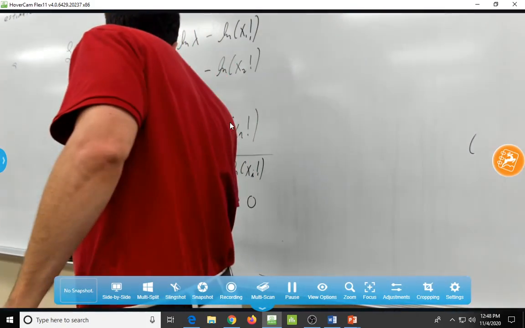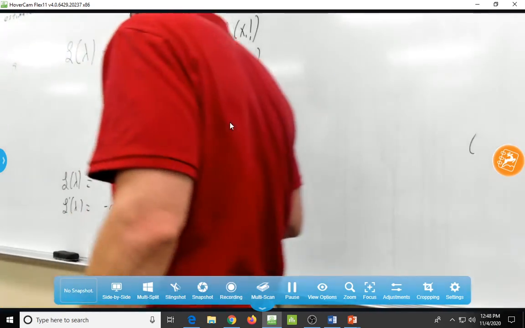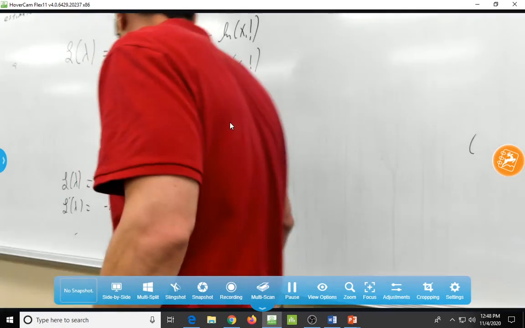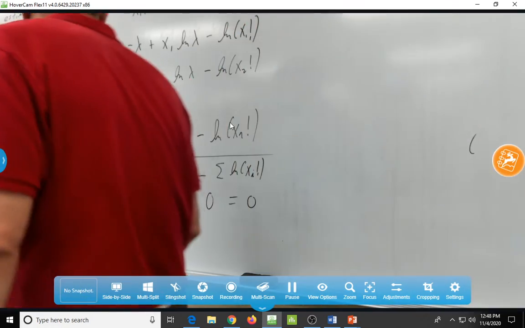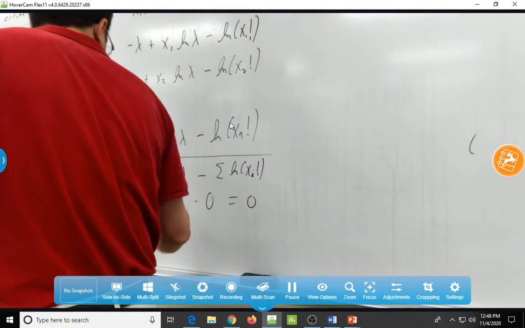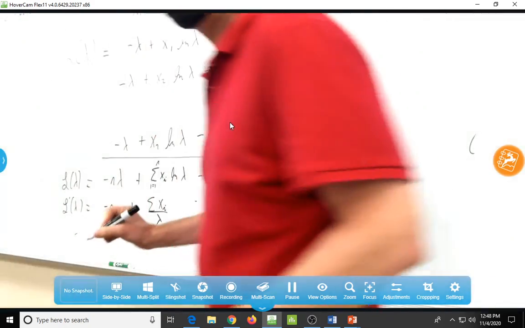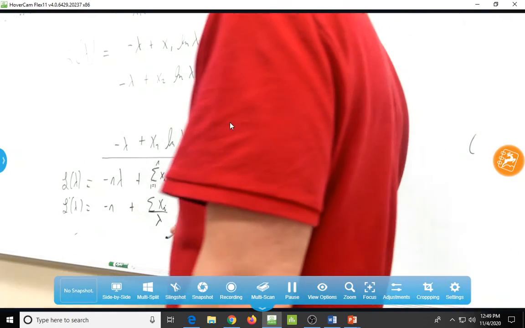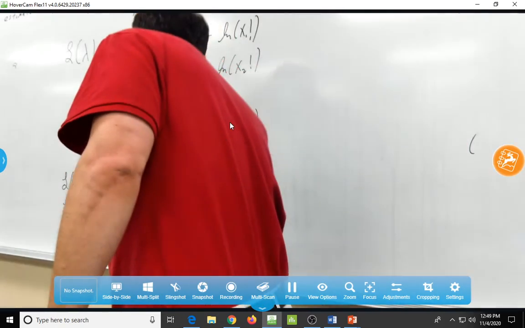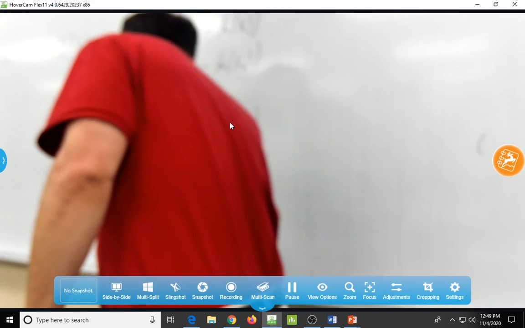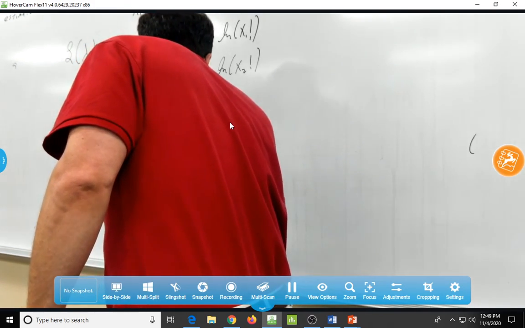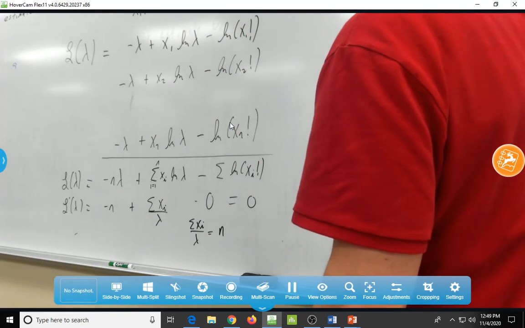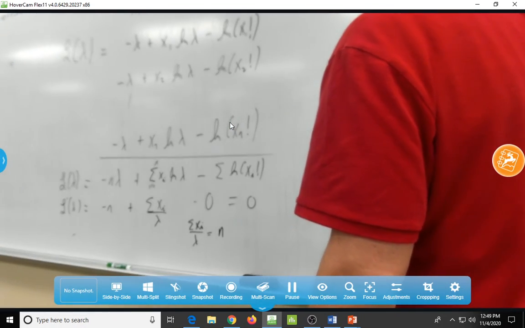I better make sure I take my natural log of lambda with me, though. Oh, no, because I took the derivative. Wait, the derivative of natural log of lambda? Isn't that 1 over lambda? Over lambda? Very good. Thank you. That was going to be bad because it wasn't going to work out. So I have the summation of xi over lambda equal to n. Switch those around. I get lambda is equal to summation of xi over n.